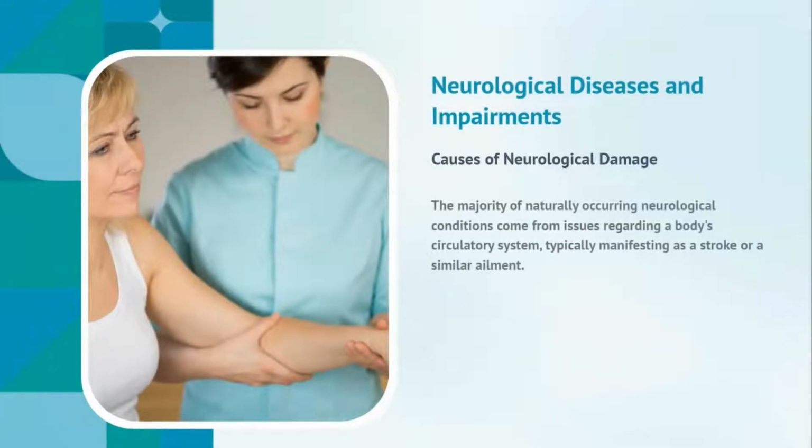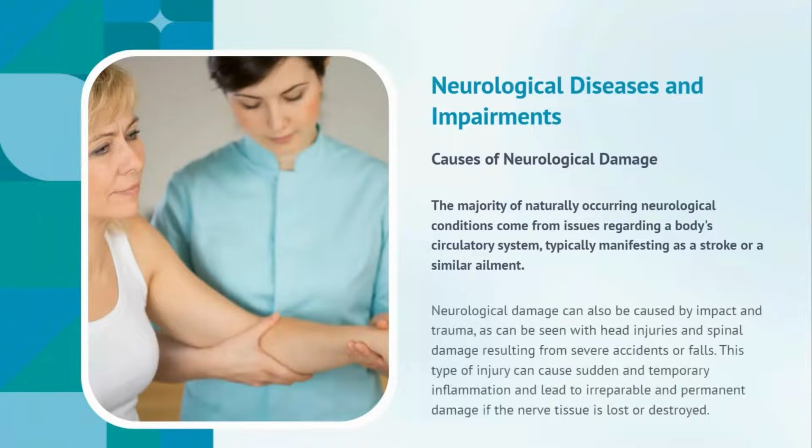Neurological diseases and impairments. Causes of neurological damage. The majority of naturally occurring neurological conditions come from issues regarding a body's circulatory system, typically manifesting as a stroke or a similar ailment. Neurological damage can also be caused by impact and trauma, as can be seen with head injuries and spinal damage resulting from severe accidents or falls.